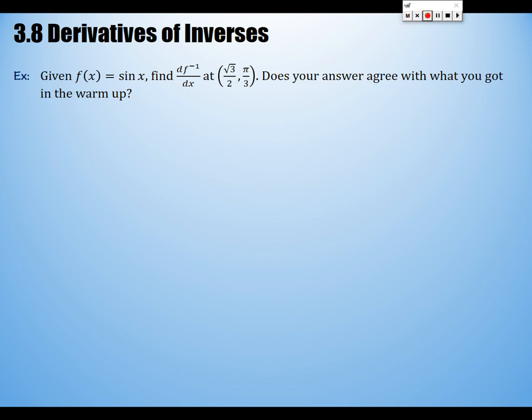But let's just verify that the math works here. Let's do it this new way as well and see if you get the same answer as you got in the warm-up. Does it sound like there's negative cosine? Inverse of 1/2 is 2. I just take out the derivative.